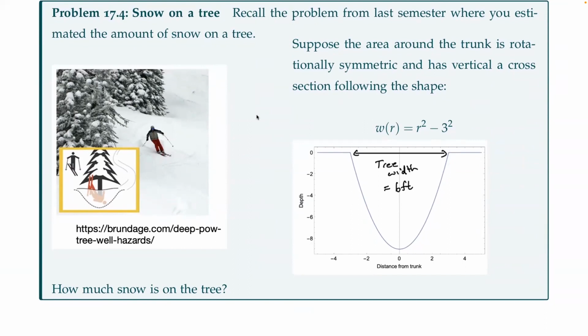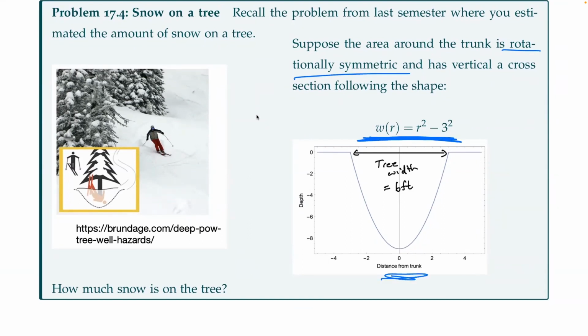So we're going to suppose that this area around the trunk is rotationally symmetric. We're going to use what we know about rotational symmetry to work out the volume of snow under this tree, okay? So we're given this function here. It tells me the width based on the radius at a particular point, okay? So we've got the distance from our trunk, and we've got our depth here. So what we're going to be doing is making slices, to start off with, that look like this. And then we're going to add up all those slices just like we have before.